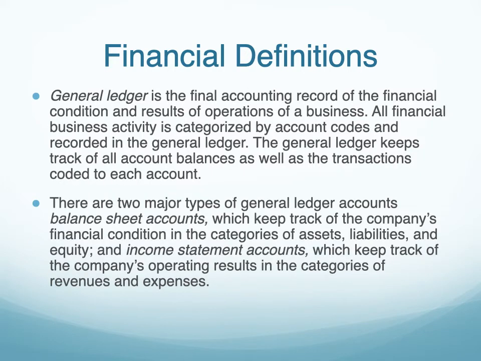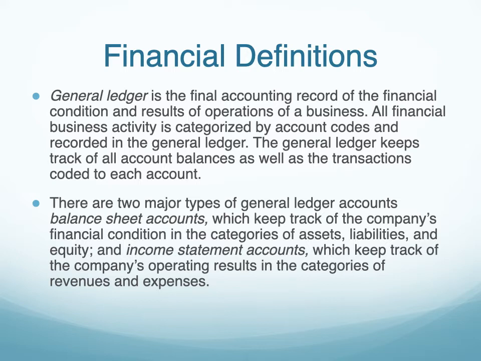Next, we're going to cover financial definitions. The general ledger is the final accounting record of the financial condition and results of the operations of the business. All financial business activity is categorized in account codes and recorded in the general ledger. The general ledger then keeps track of all account balances as well as the transactions coded to each account.